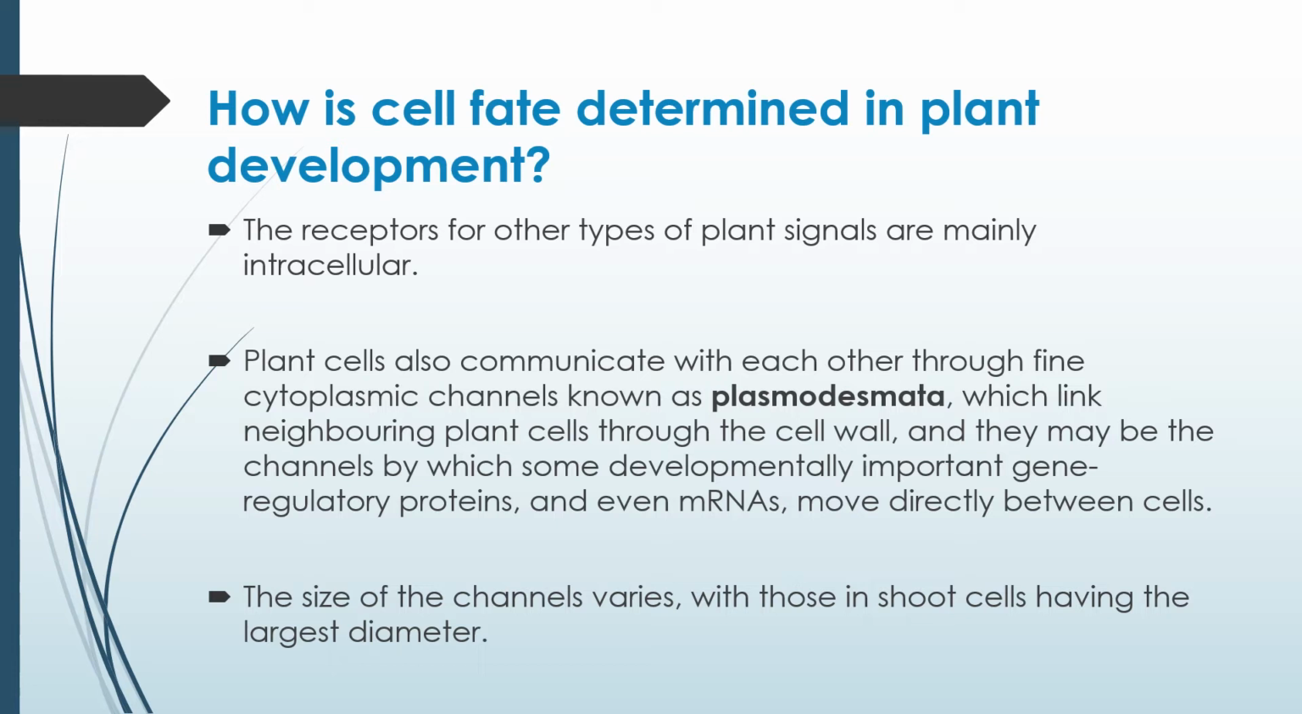Okay? So, kung sa mga animal cell, meron tayong mga tinatawag na microfibrils, intermediate filaments. So, for plants, we have naman the plasmodesmata, which connects the neighboring cells with each other. Okay, so basically, this plasmodesmata is very important when it comes to cell-to-cell signaling. Okay, so the size of the channels varies, with those in shoot cells having the largest diameter.